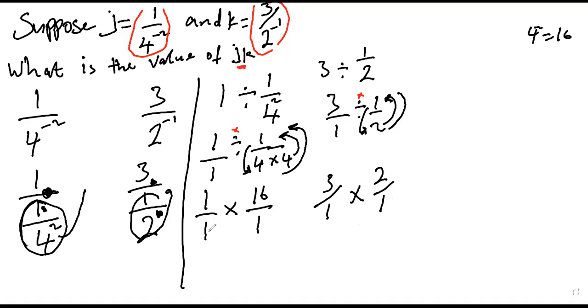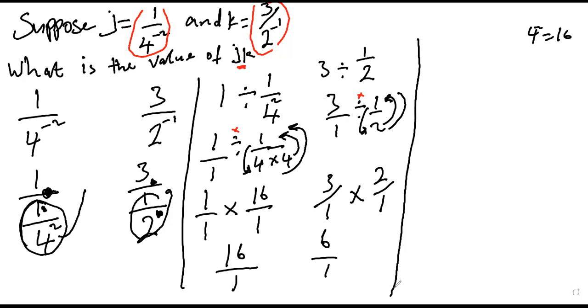So as we proceed, 1 times 16 is going to be 16. And 1 times 1 is going to be 1, right? So here, I'm going to be having 16 over 1. On the other side, 3 times 2 is going to be 6. 1 times 1 is going to be 1. Then I'm going to be having 6 over 1. Okay? We're almost done. We're almost there. It's not rocket science. So right here, 16 divided by 1 is going to be 16, right? Then 6 divided by 1 is going to be 6. Okay, that is it. We have not arrived at the answer yet.